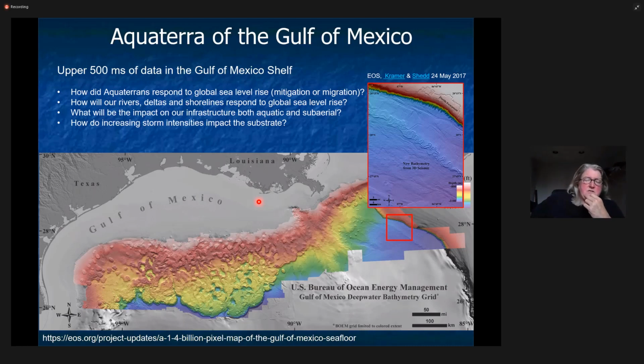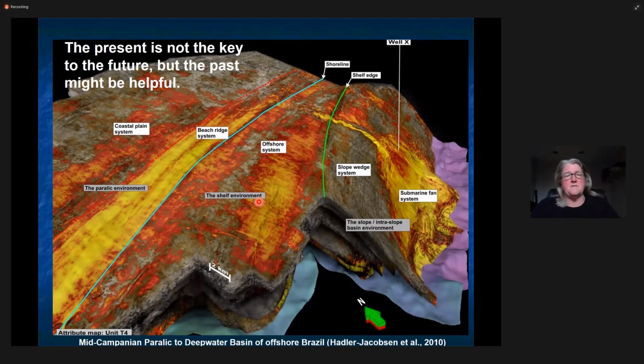I've worked with Carrie to obtain data from Fuga McClellan and to work in these aquitarian areas to understand the morphology of these systems. And so I have to give a shout out to him as a champion for this type of work. So the present is not the key to the future, but the past might be helpful, if we can utilize the data that exists within our industry and within our coffers to better understand some of these processes that are going on in these landscapes, seascapes, and accommodation-scapes around the world.